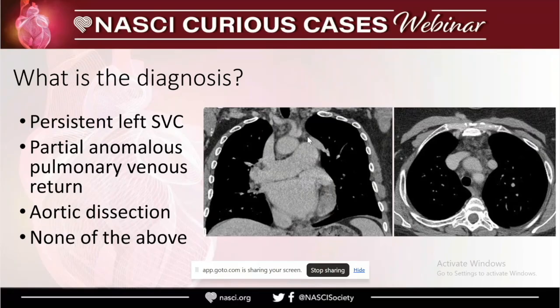Now, of the options, basically it's not aortic dissection, because if there were an aortic dissection, I would have shown you an image that showed that, and we don't see it.